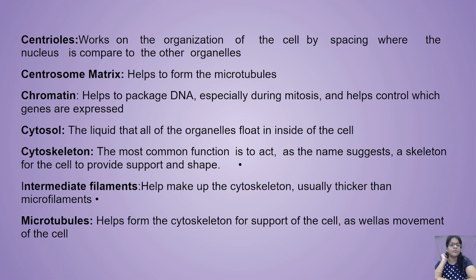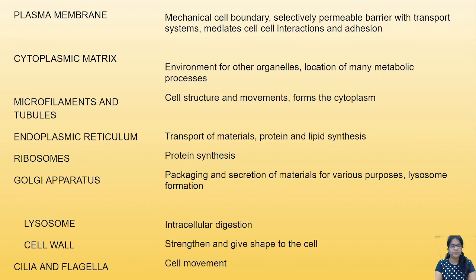So cytosol is the liquid that I told you about, and this is the cytoskeleton. The most common function is, as the name suggests, to act as a skeleton for the cell to provide support and shape. Microtubules help in transport and also help in the support as well as the movement of the cell. So this is the rough functional table about all the things. Please go through the slides.